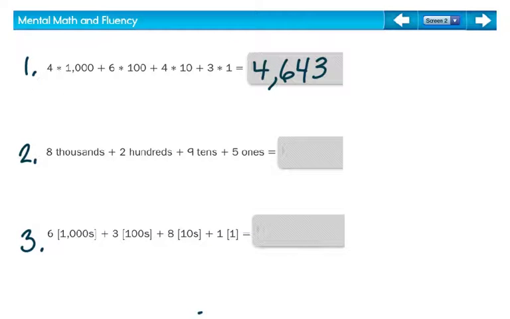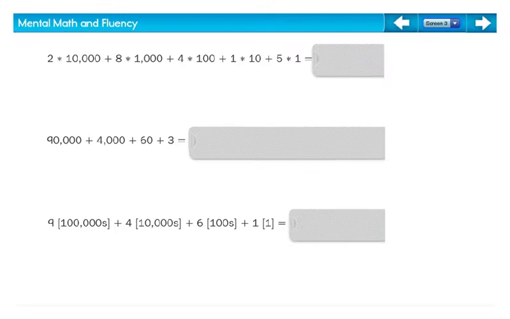Just write the answers only. Remember, you want to make sure that you're continuing to build a foundation as a 5th grade math student by doing all of the activities that are expected of you. So number 2, 8,000s, 2 in the hundreds, 9 in the tens, and 5 in the ones gives you 8,295. Number 3, 6 in the thousands, 3 in the hundreds, 8 in the tens, and 1 in the ones, 6,381. Go ahead and erase your whiteboard.